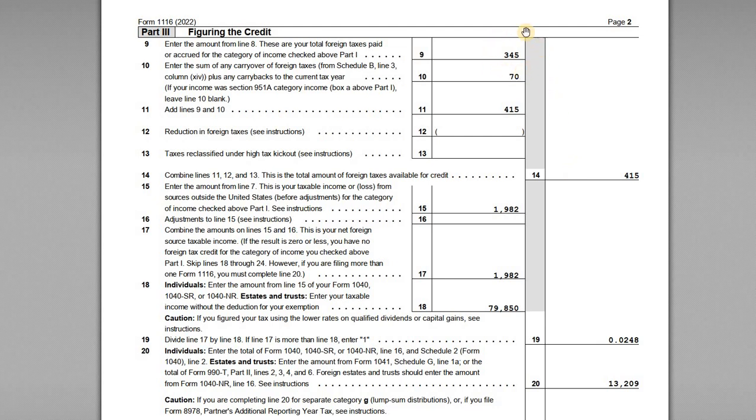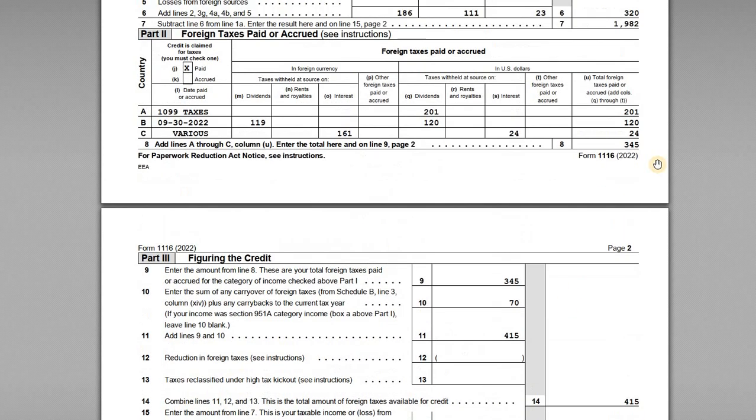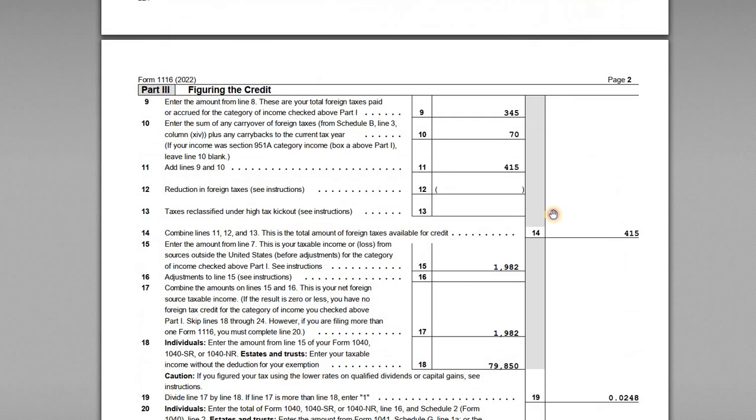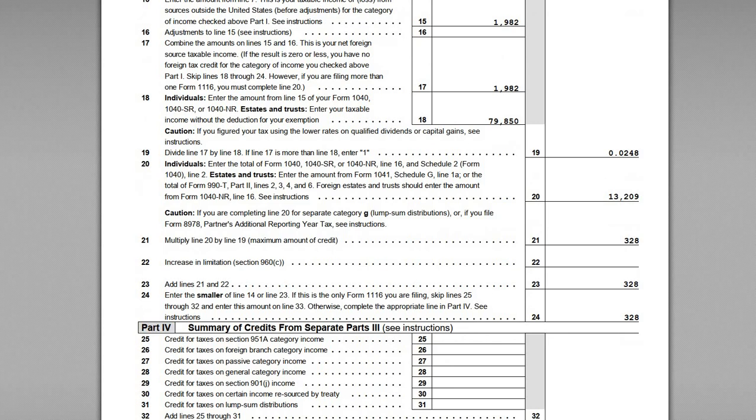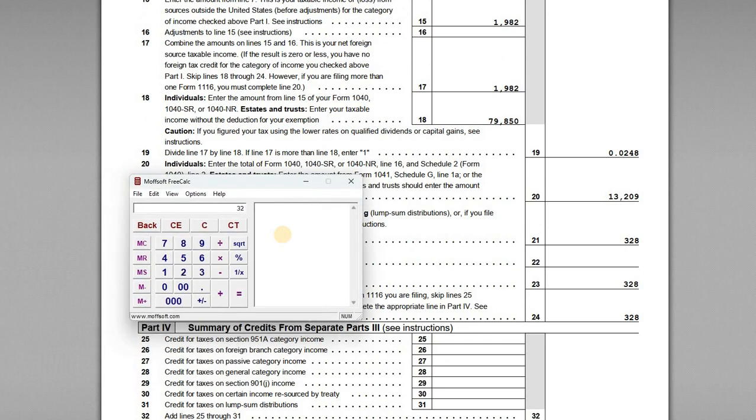All right, so $345 in foreign taxes are available for this current year. This is what was paid or accrued for this category of income, the passive category income. So $345 from all these investments. That's the total for the current year. So if $328 is the available credit, then that means $345 minus $328. He's got $17 of current year credit that was not able to be used.